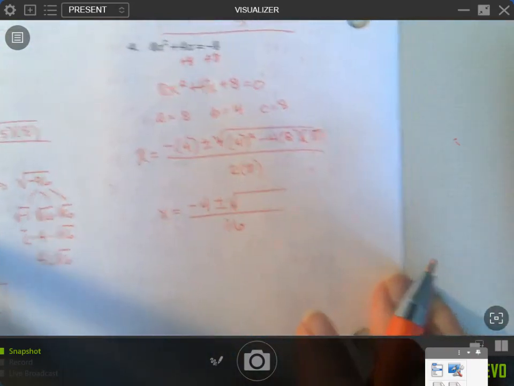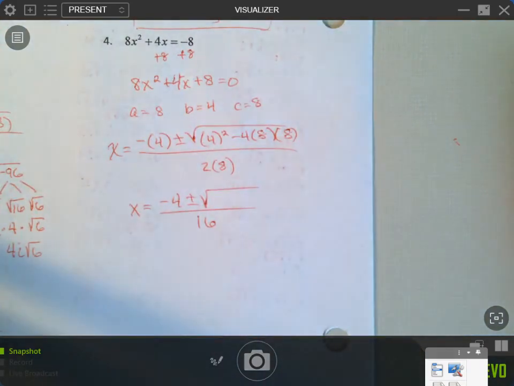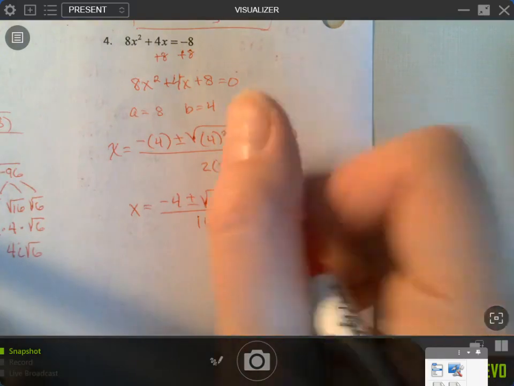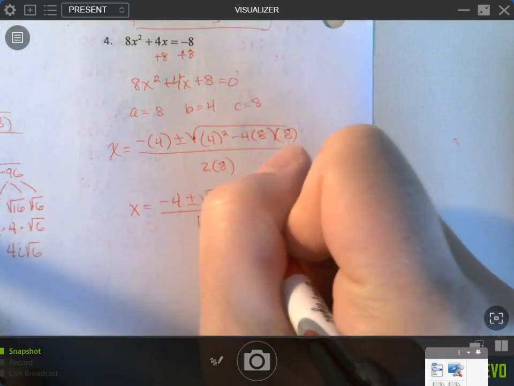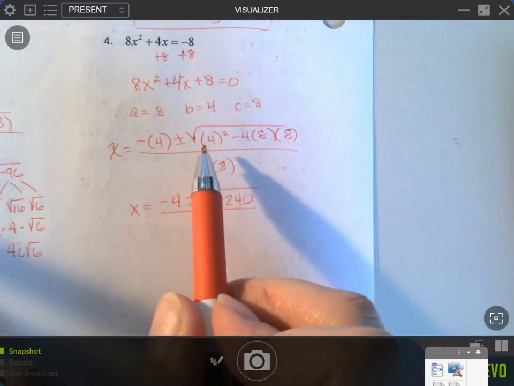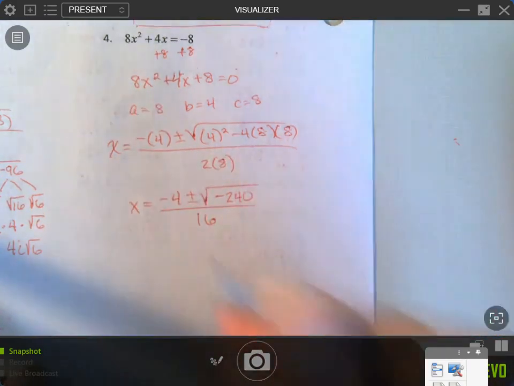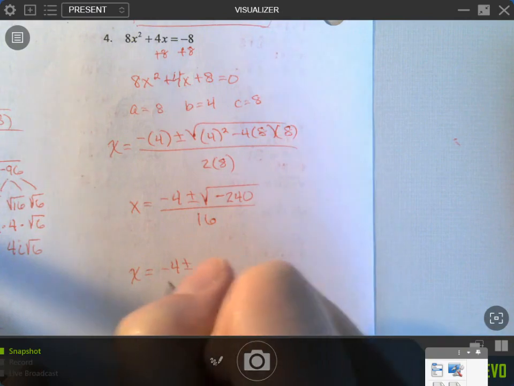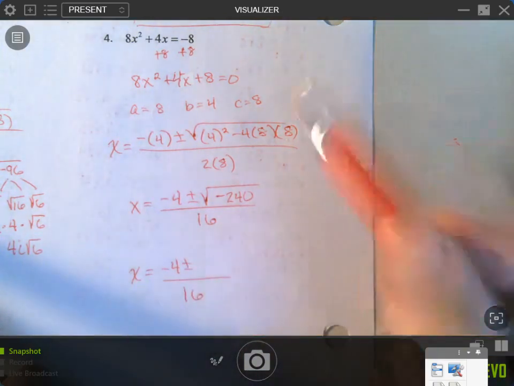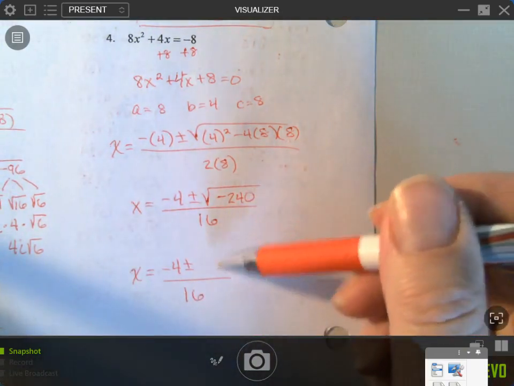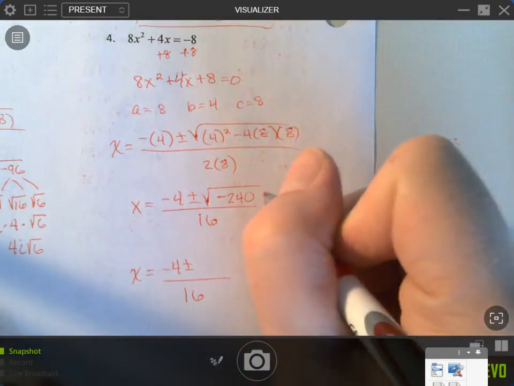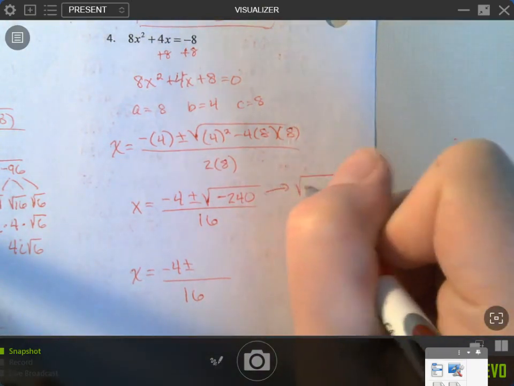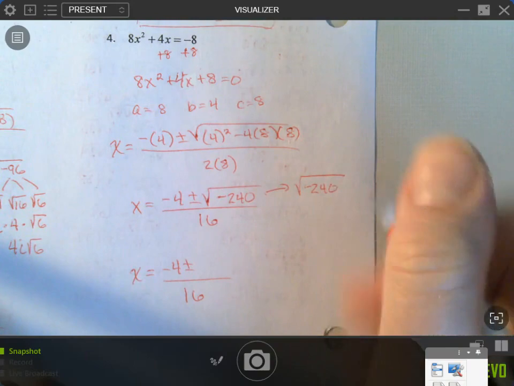So I need to know what number goes underneath that little square root sign. It should be negative 240, right? Okay. It should be a negative 240. So double check. All you're putting in is what's underneath the square root sign. And then I'm going to come down to this x equals negative 4 plus or minus all over 16. Now, when I did this, I put the root sign in, but I know I'm going to break this down. So detour this and break down your root, and then you're going to drop it back in.